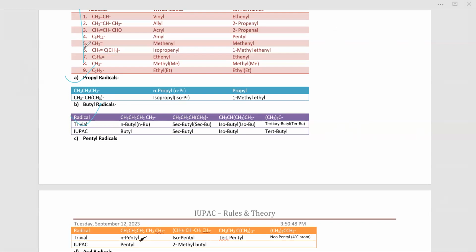Now see what next is: propyl. If it is a straight chain, normal propyl. If one branch is there, then isopropyl. CH3, CH, CH3. Now, suppose here there is the functional group OH. Then what is this one? Methyl. What is this one? Ethyl. Methyl, ethyl, alcohol. On the last page, you are having some issue, na? There, ethyl, butyl.